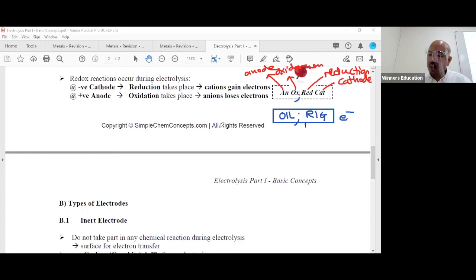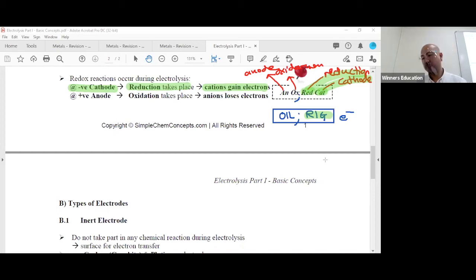Redox reactions occur during electrolysis, ladies and gentlemen, at the cathode. Why is it negative? Don't worry first. We'll take a look. At the cathode, where is the cathode? Here. Reduction occurs. What do you mean? It means the cations gain electron. Reduction is a gain of electron. Full stop. I'm done with the cathode and the reduction.